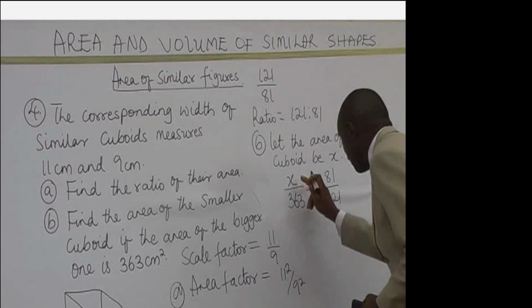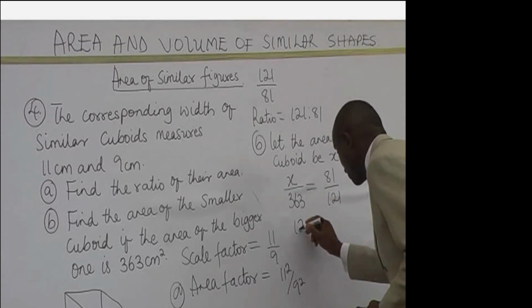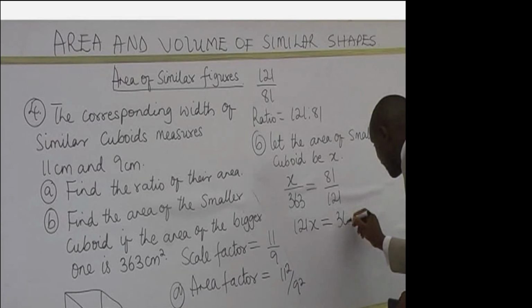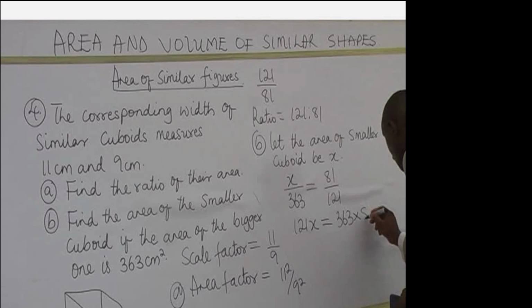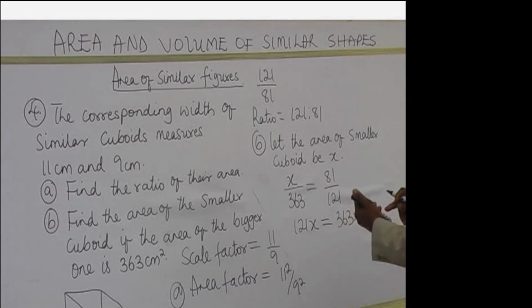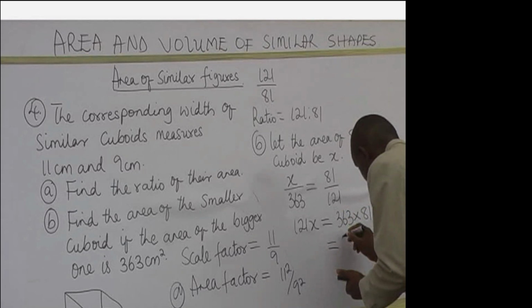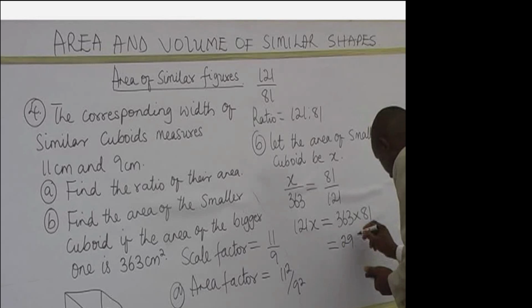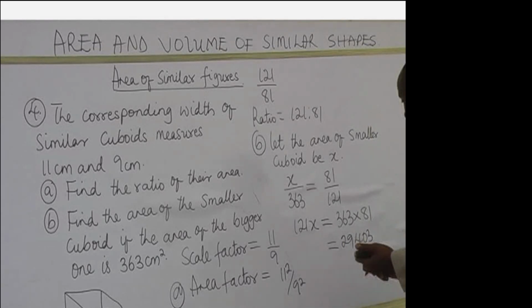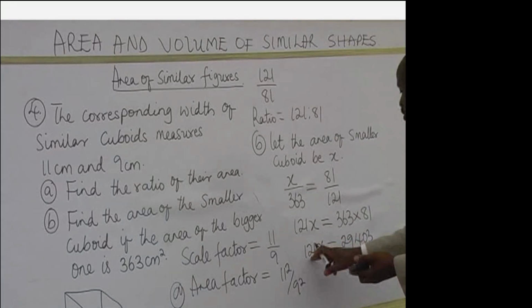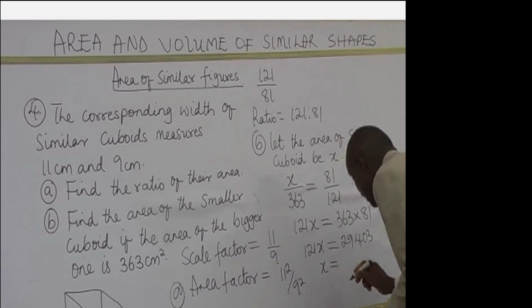So with this relationship now, you can cross multiply. When you cross multiply, you have X times 121, which will give you 121X, and it's going to be equal to 363 multiplied by 81. Let's multiply this out. 363 multiplied by 81 is 29,403. That is 121X. If you divide both sides by 121, you'll be left with only X on the left hand side of the equation.